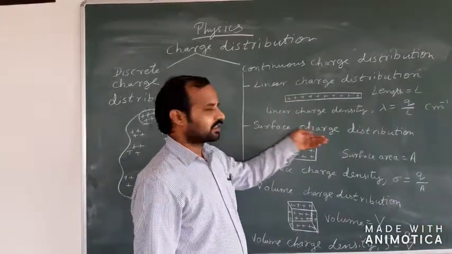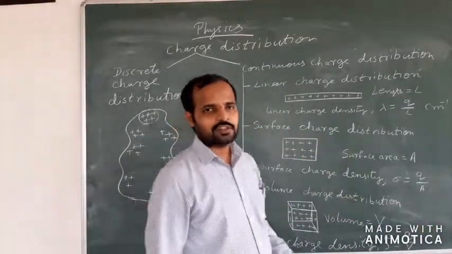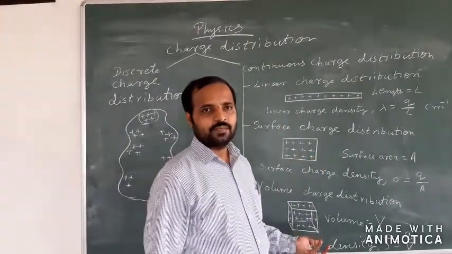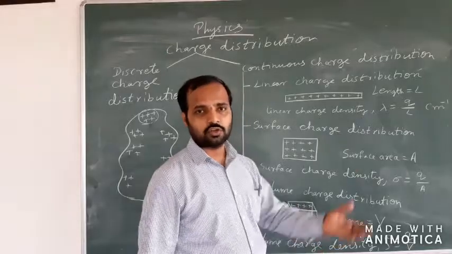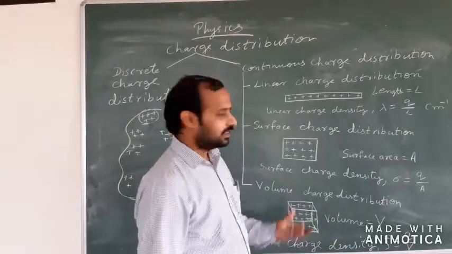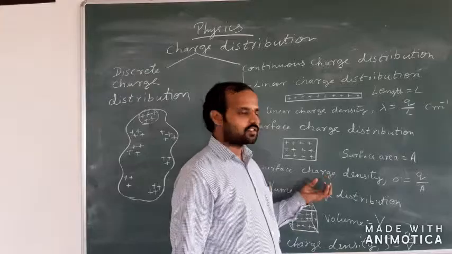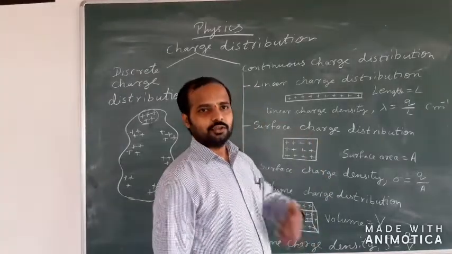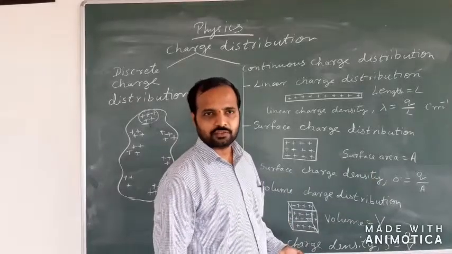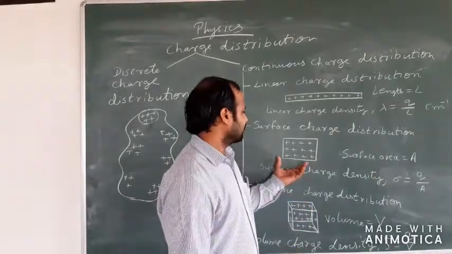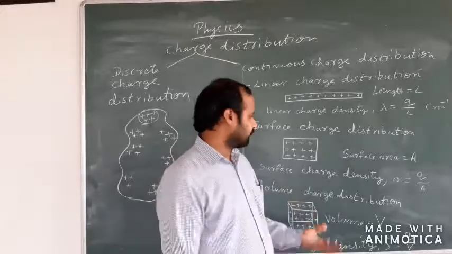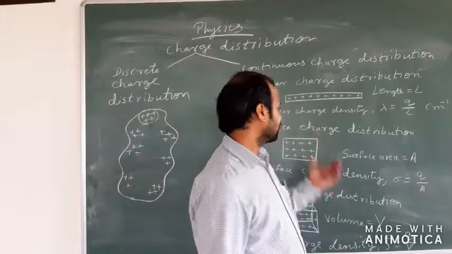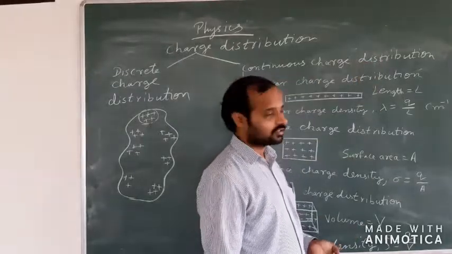Now coming to the next type, if I take two-dimensional objects like metallic sheets, or a three-dimensional object like a spherical shell, in such cases, if I charge these objects, the charges will get uniformly distributed all over the surface of the objects. That is, they will be equally placed all over the surface, and this kind of charge distribution we call the surface charge distribution. This is also a type of continuous charge distribution.